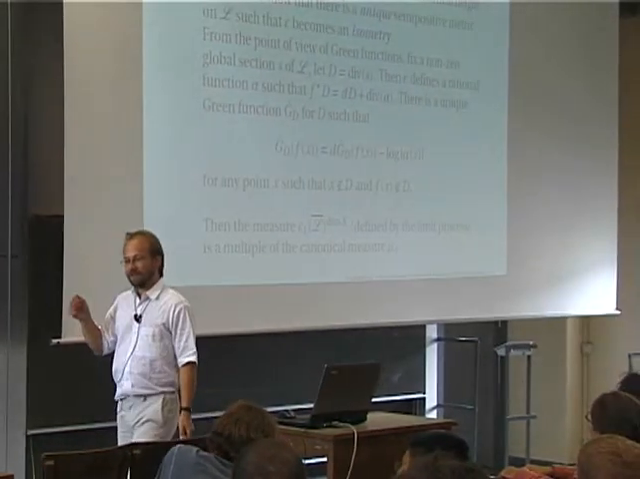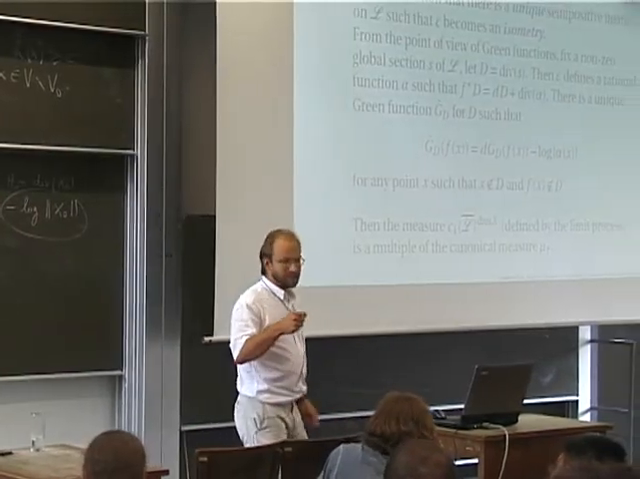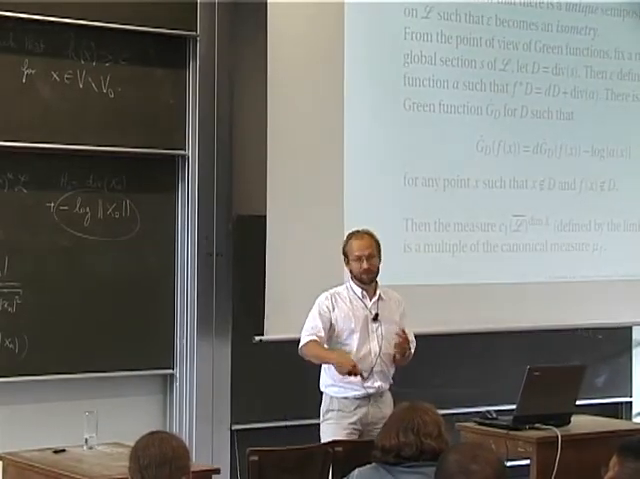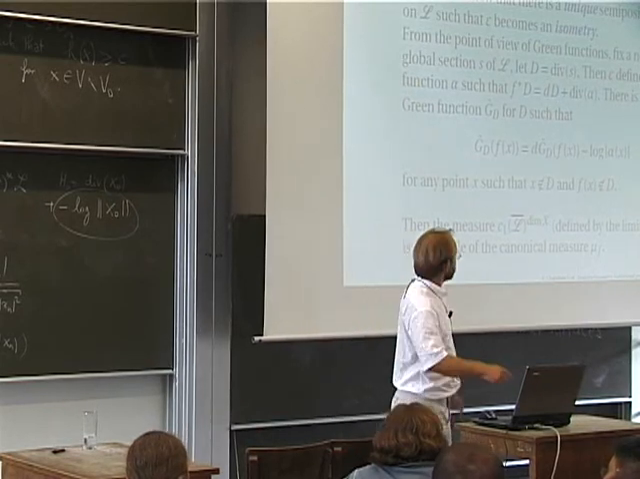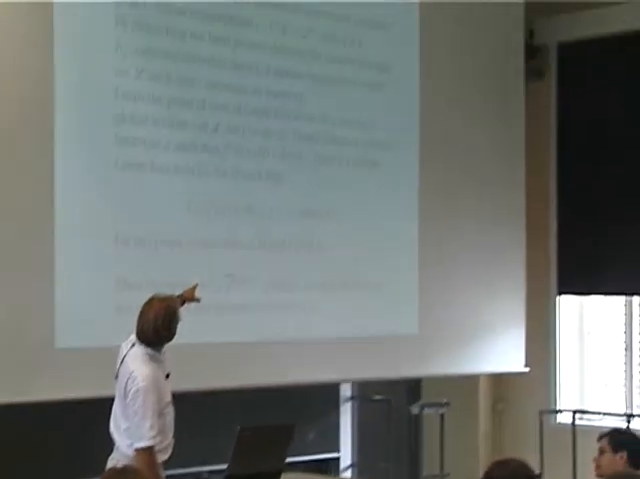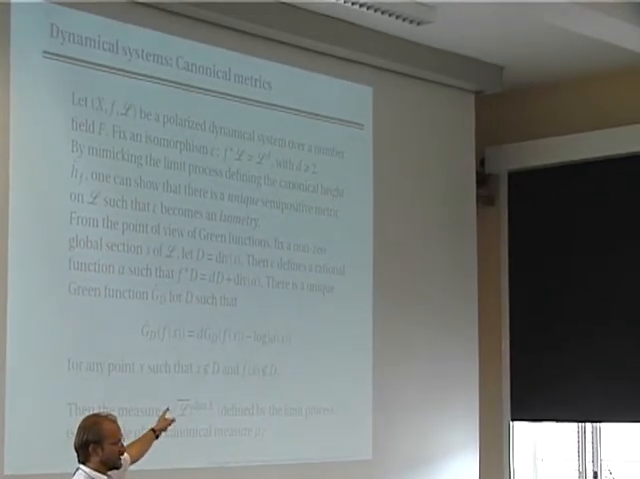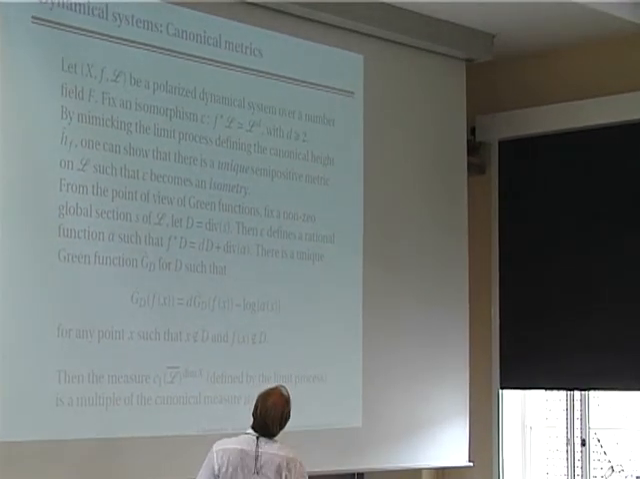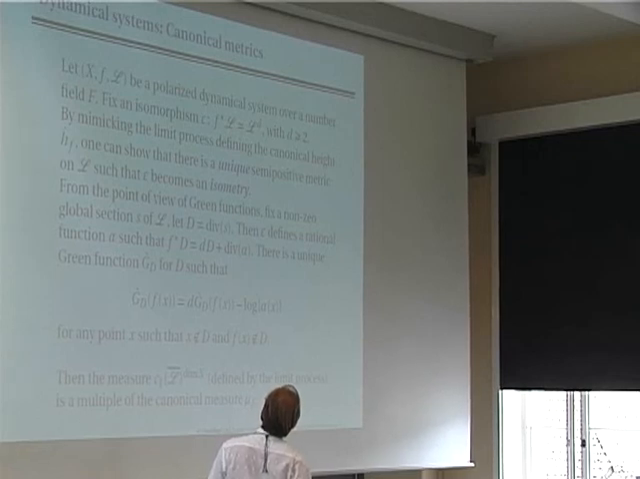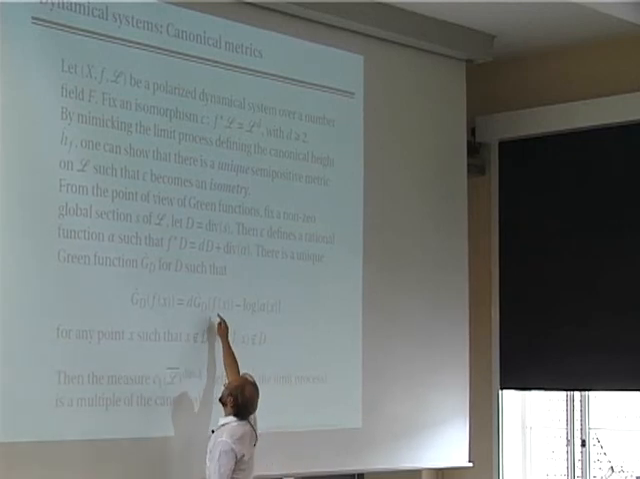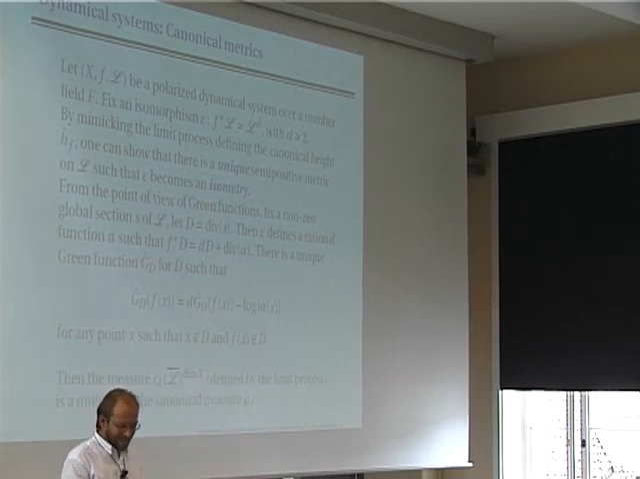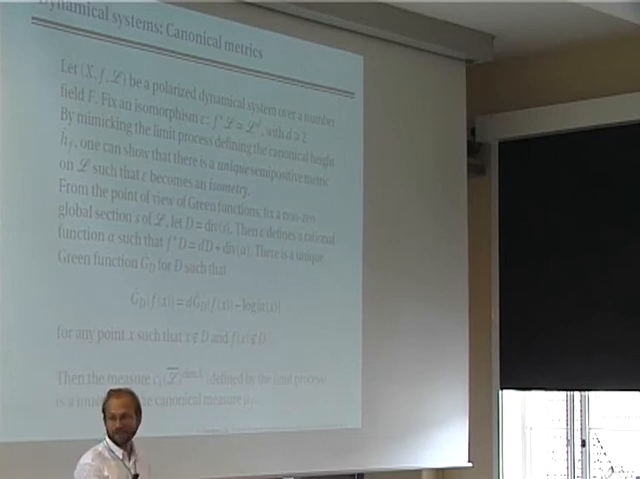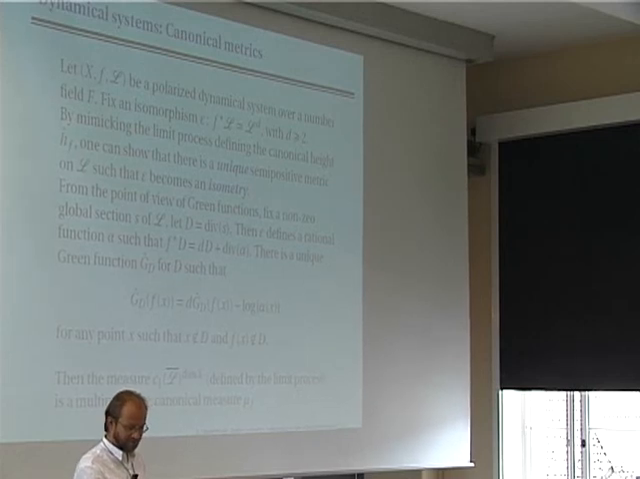So as there is a unique metric, there is a unique local Green function which is well defined and behaves well with respect to the dynamical system. And so the functional equation is just g of f of x is d times g of x. So there is one f that should be erased, but I don't know which. Probably the second one. So minus log of alpha of x for any point x such that x does not belong neither to D nor to the inverse image of D.